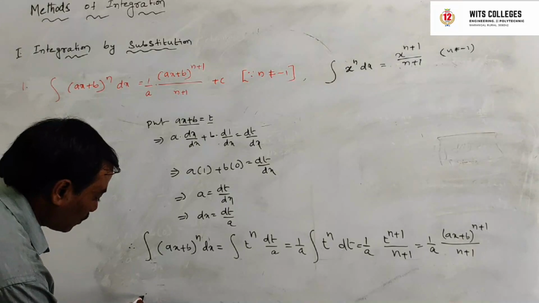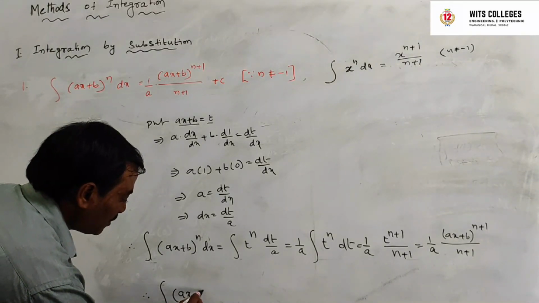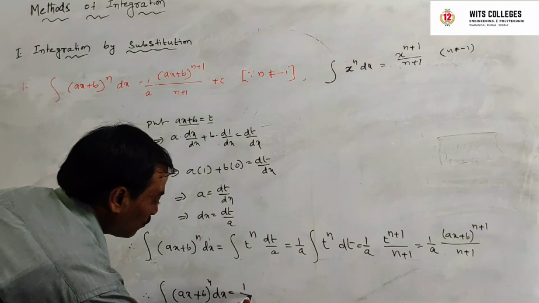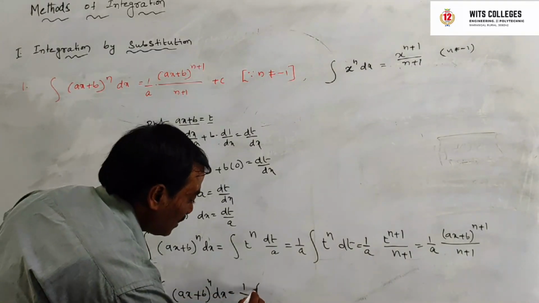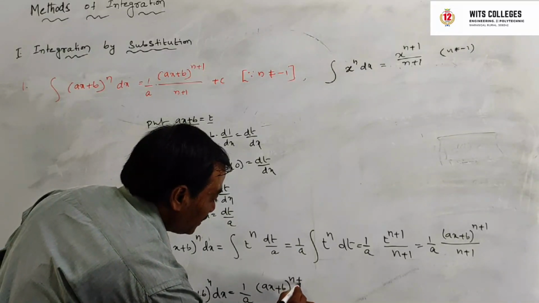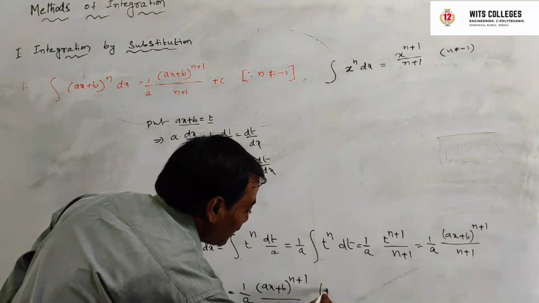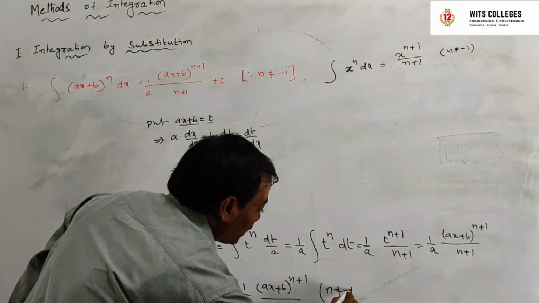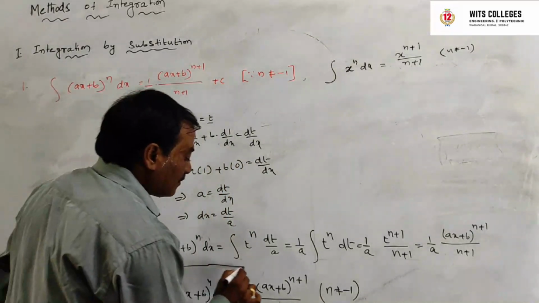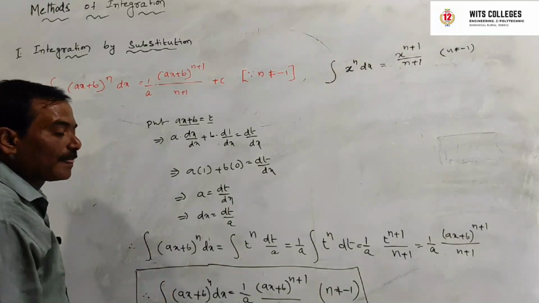So therefore, the integral of (ax + b)^n dx equals 1/a times (ax + b)^(n+1)/(n+1), where this is true for n not equal to -1. Now, we consider this a standard formula.